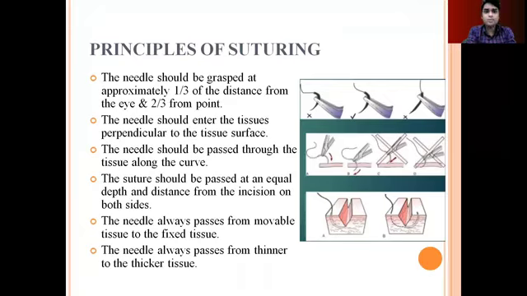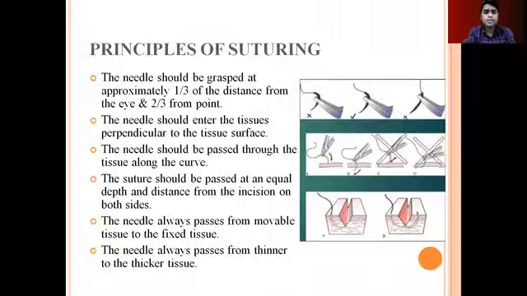Coming to the principles of suturing, the needle should be grasped at approximately 1/3 of the distance from the eye and 2/3 from the point. It should enter the tissue perpendicular to the tissue surface. It should be passed along the curve. The suture should be passed at an equal depth and distance from the incision on both sides.